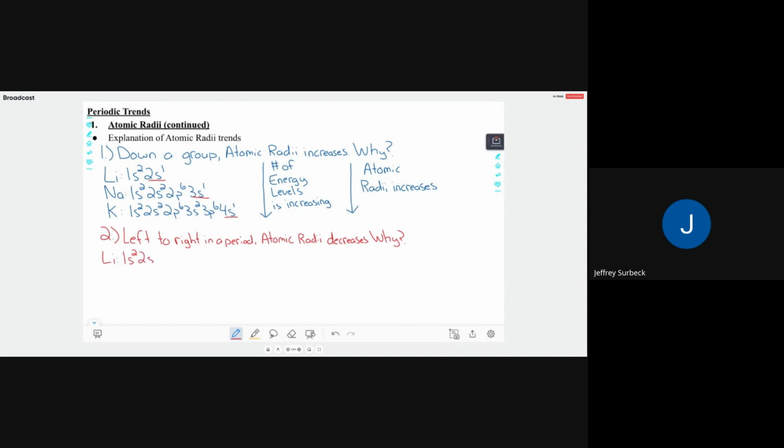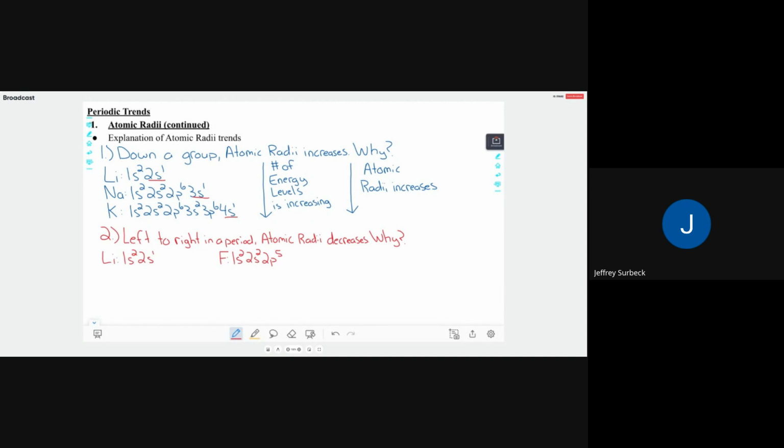And let's go almost across period number 2, and let's stop at fluorine, okay? Fluorine is going to have the electron configuration of 1s2, 2s2, 2p5. Now, we have this to keep in mind.